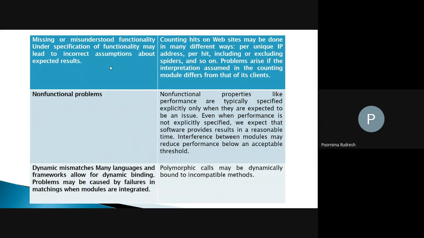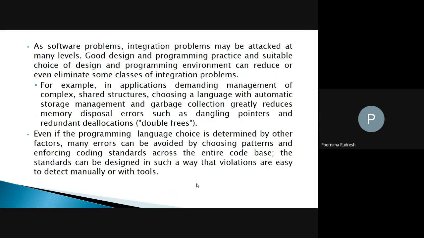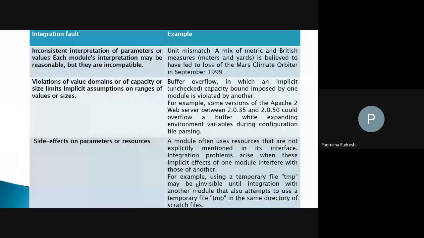Next come the dynamic mismatches. Many languages and programs allow for dynamic binding. Problems may be caused by failures in matching when modules are integrated. The example is that polymorphic calls may be dynamically bound to incomplete methods. If you are using C, C++ or Java, some languages allow dynamic binding while other languages do not, and then the problem arises. Okay, so these are the different types of integration faults and an example for each integration fault.